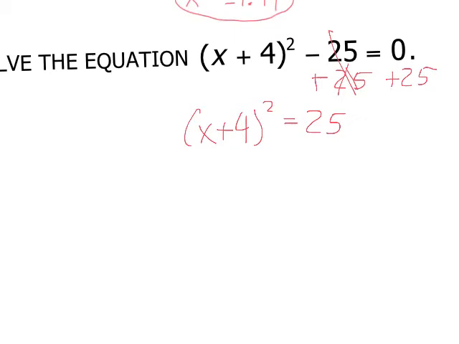Now how do I get rid of a square? I square root the whole thing, and I square root that piece as well. Don't ever, ever, ever distribute anything into the parentheses while it's being squared, whether it be a number out front or the square outside. Don't distribute anything into the parentheses before you get rid of that square. The square root of x plus 4 squared, the square root of anything squared is just that anything. The square root and square kind of cancel each other out. So I'm just left with x plus 4. And what is the square root of 25? 5.